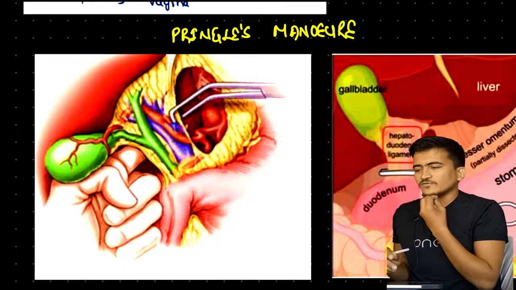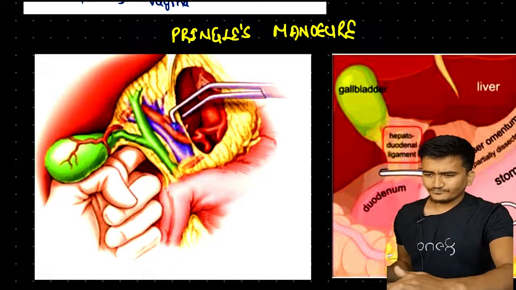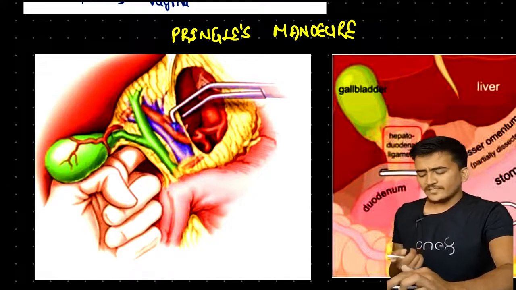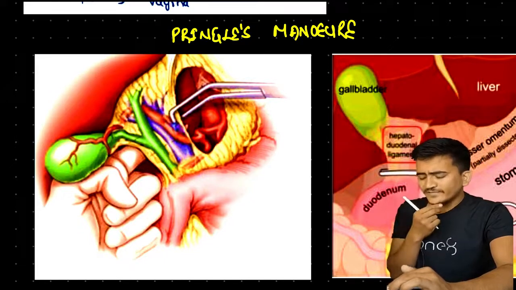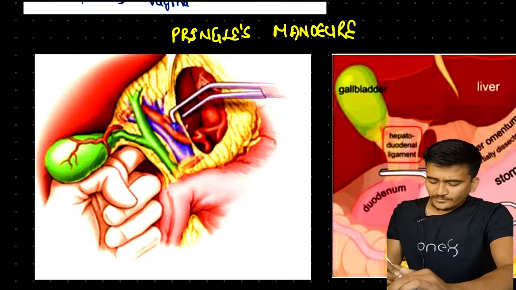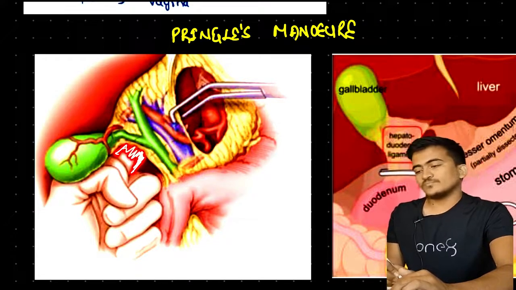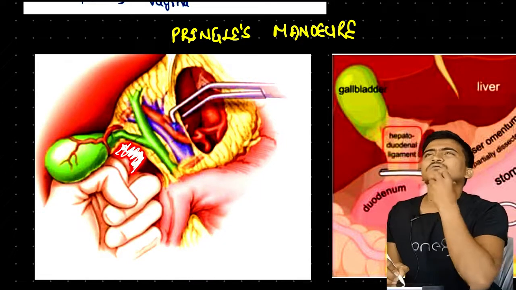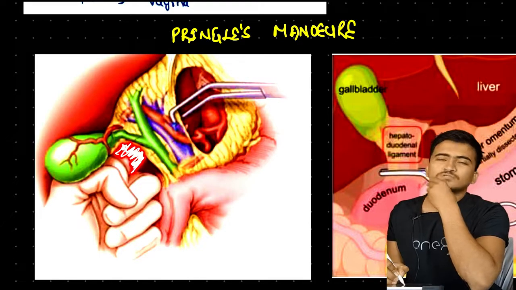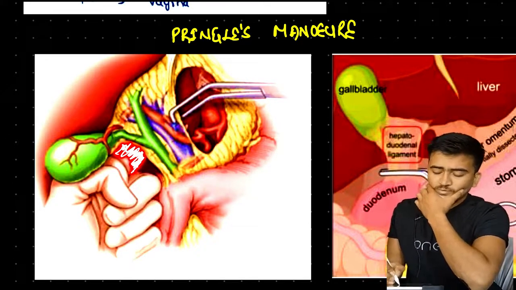Now what is this Pringle maneuver? The Pringle maneuver is the process in which we put our finger in the epiploic foramen of Winslow. Now why are we doing this? We are doing this because, as we know, the anterior boundary of our epiploic foramen of Winslow is what?